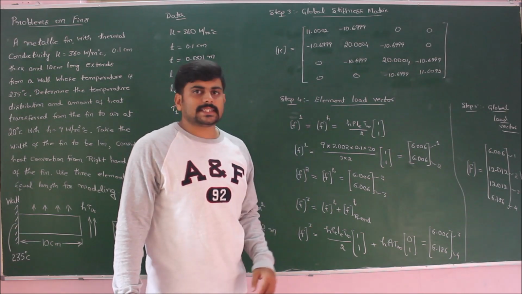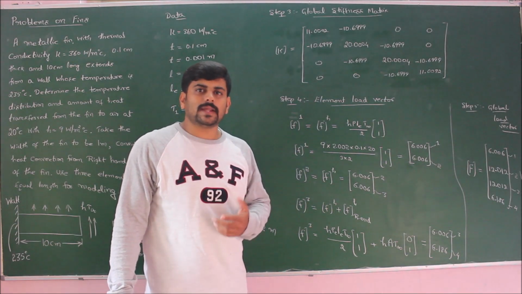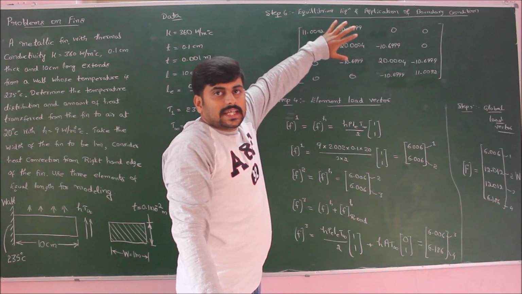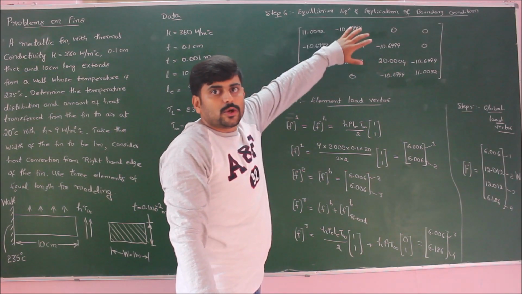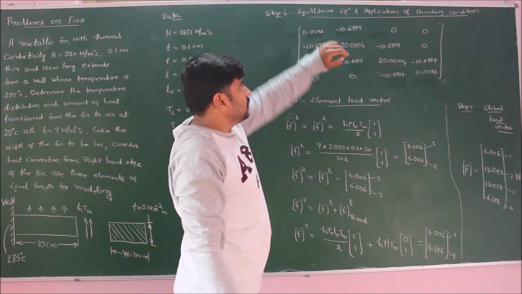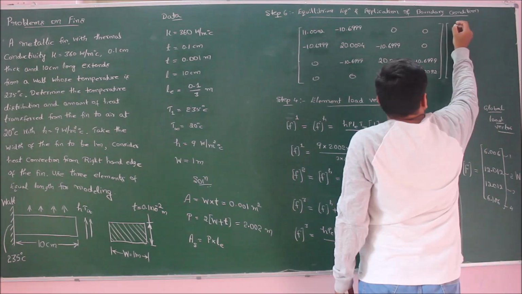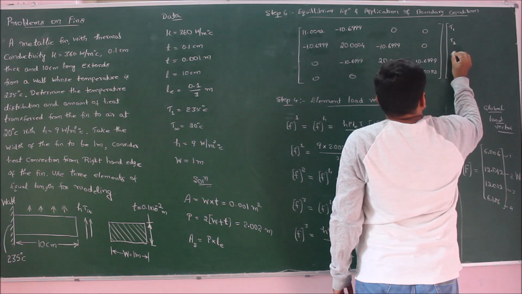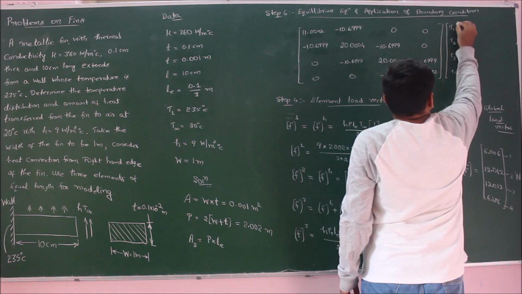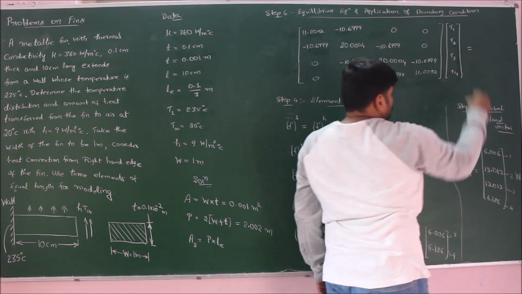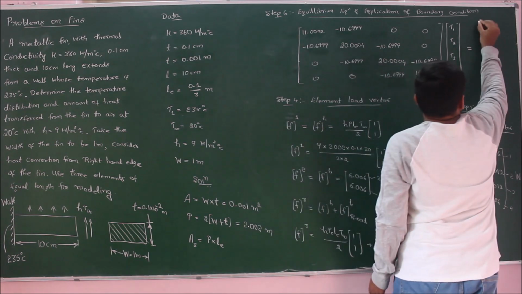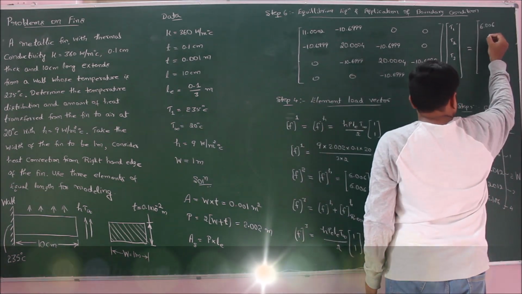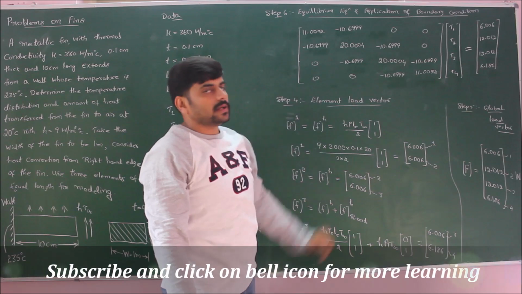Moving on to step 6, equilibrium equation and application of boundary condition. We know that the equilibrium equation is K matrix into Q matrix is equal to F matrix. We have the global stiffness matrix into the Q matrix, which is the nodal variables T1, T2, T3 and T4, is equal to F, that is the global load vector, which is given by step number 5. This completes the equilibrium equation.